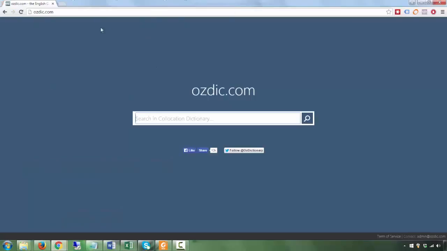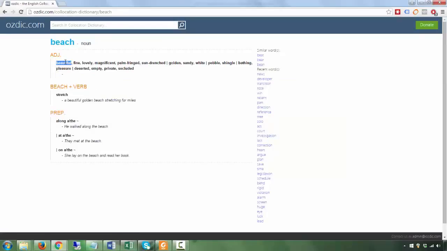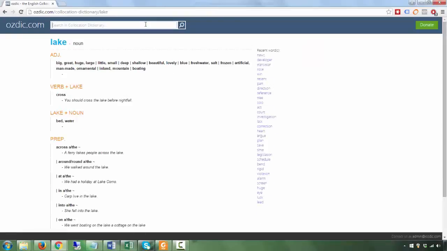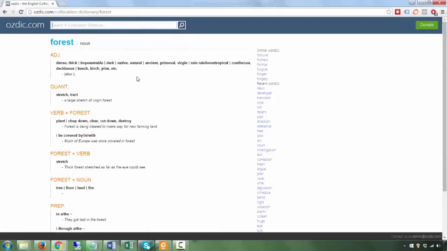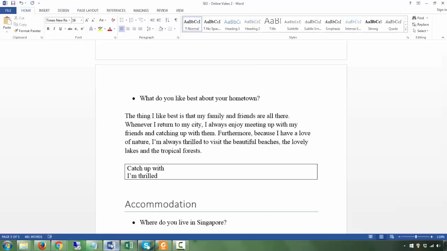Okay, but here, as I'm going to teach you in your writing 2 class, you can use this OSDIC. So this dictionary called OSDIC is a collocation dictionary. It's not a normal dictionary, but say beach. What adjective can you use? Beautiful. Okay. Lake. Lovely. Forest. You could use dense or thick or tropical. The tropical is not here, right? But tropical is here. Okay. So that's how you come up with adjectives to make it a bit more complex, and it may impress your examiner. Okay.